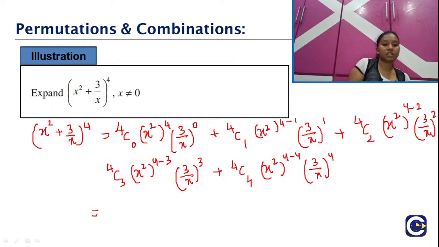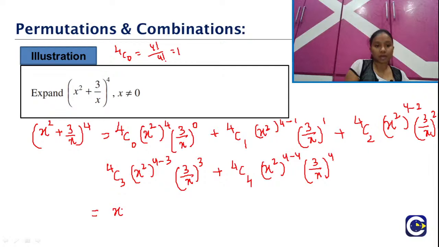So let's simplify it. 4C0 equals 4 factorial by (4 minus 0) factorial, that will be 4 factorial, and 0 factorial, which is equal to 1. So here it will be 1. So x⁸, and 3/x to the power 0 will obviously be 1 here. Just take your time and understand this, and then you can do the simplification. Have a look, guys, and let me know if you have any queries in this expansion.